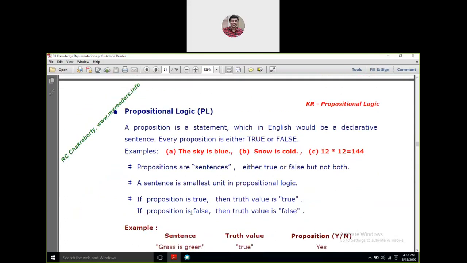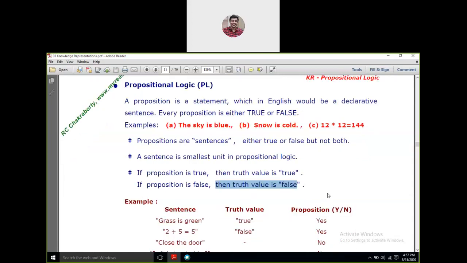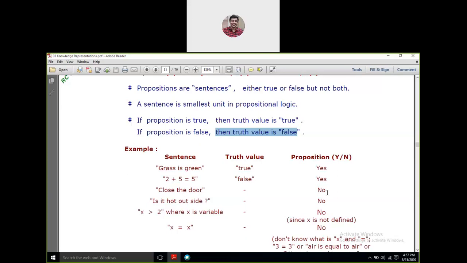Now, let's say in our typical PL, we do have certain assertions of facts that are true or false, like the sky is blue, the snow is cold, and 12 plus 12 is 144. Right? These are simple sentences. They can be true, they can be false, right? Then the truth value is true, and if the proposition is false, then the truth value is obviously a false statement, right?